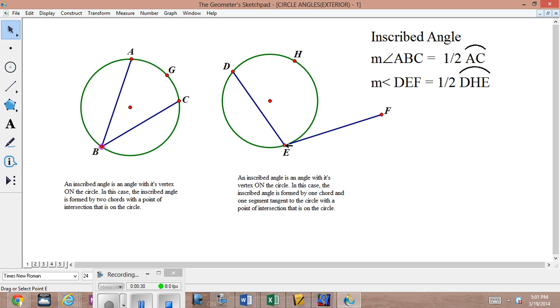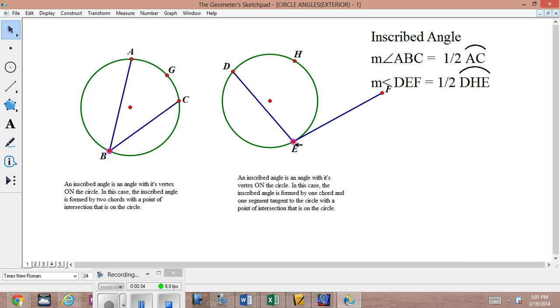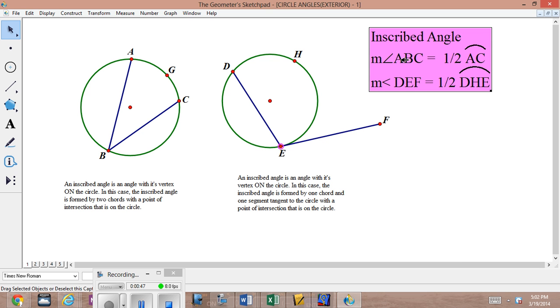And also, an inscribed angle can be formed with a chord and a tangent. So there are two types of inscribed angles, but they have the same formula. The measure of the inscribed angle is half the measure of the arc. As we say here, the measure of ABC is 1/2 of arc AC.